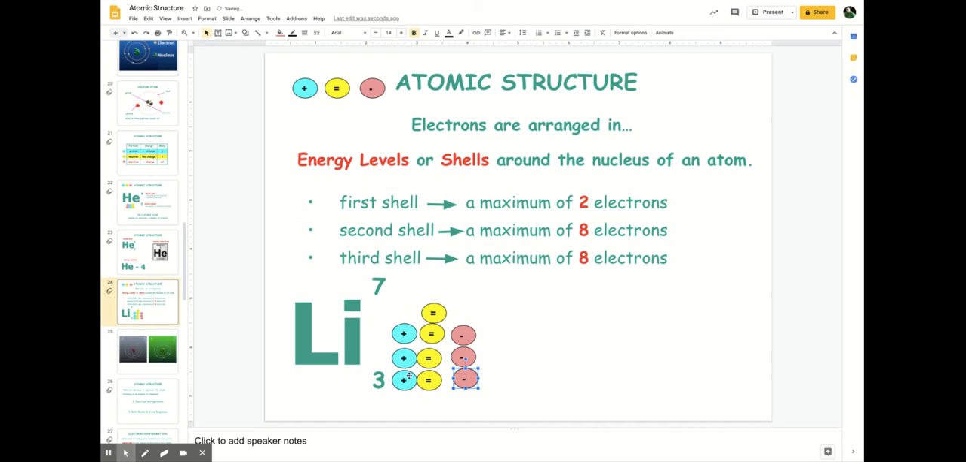So 1, 2, 3, 4, 5, 6, 7. Boom. 3 of them are protons, and we have 3 electrons, but these are all worth 0 in the mass. So 1, 2, 3, 4, 5, 6, 7. 3 zeros is 0, right? So again, we're good. But how many of these electrons fit in the first shell? Well, that'd be 2. We'd put 2 in the first shell.